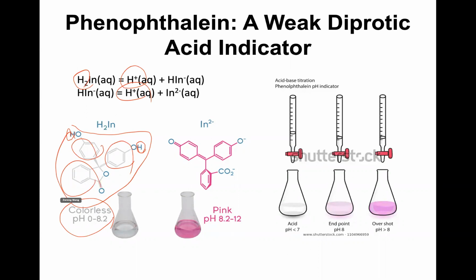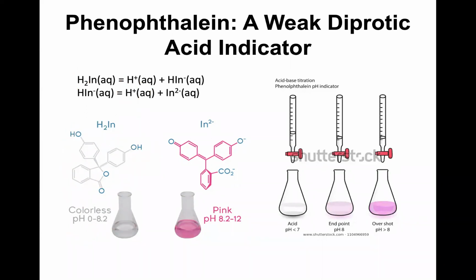However, if you add a base, the base will deprotonate this one and allow this to go here. Then this will form a large conjugated system and show this pink color. You can easily see the color change at a pH of about 8.2. Notice that for the strong acid-base titration, the equivalence point is close to 7, so 8.2 is very close to 7. That's how we can use this as an indicator.